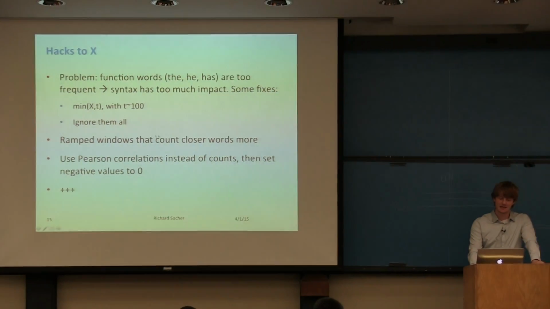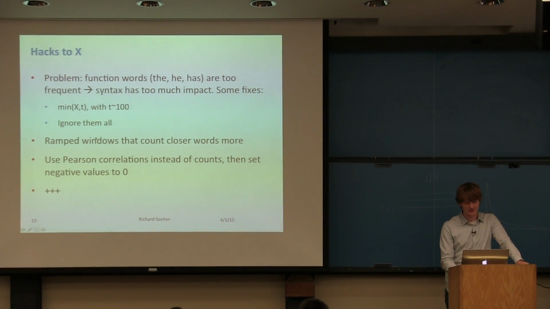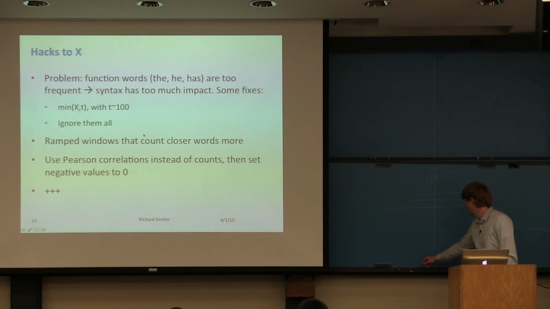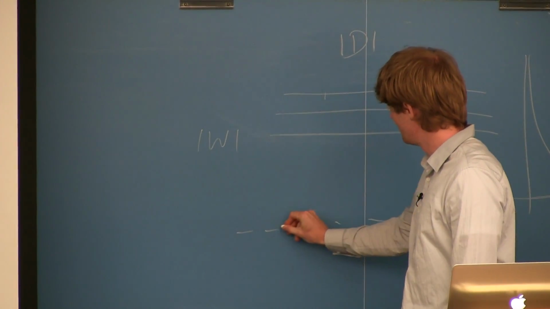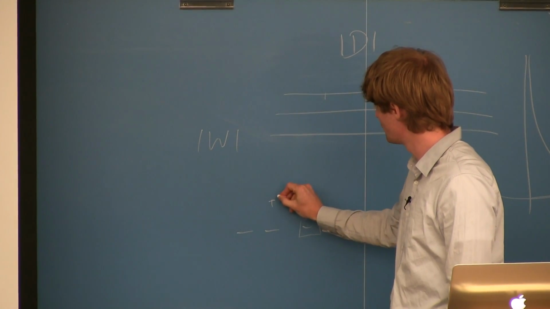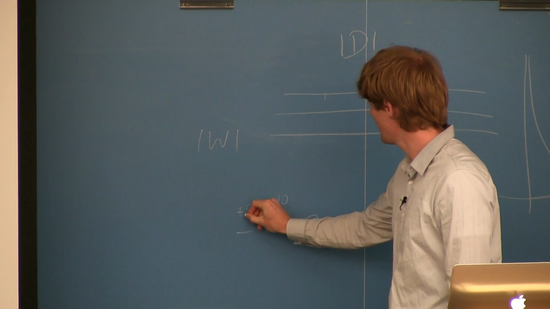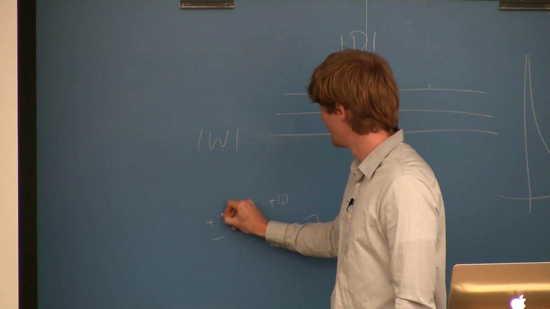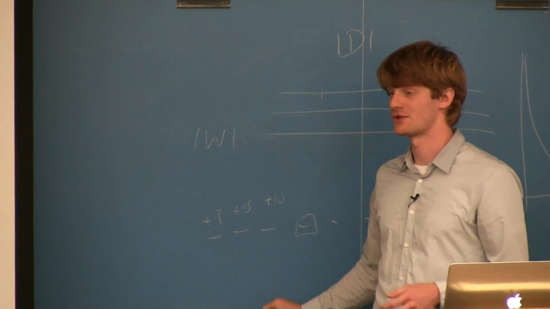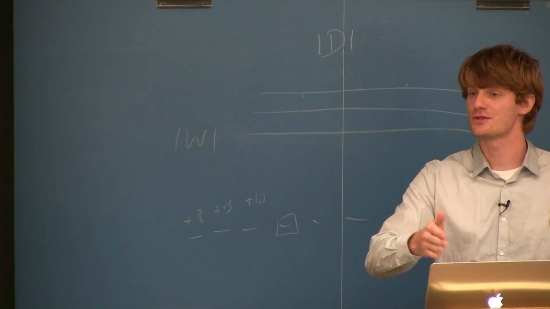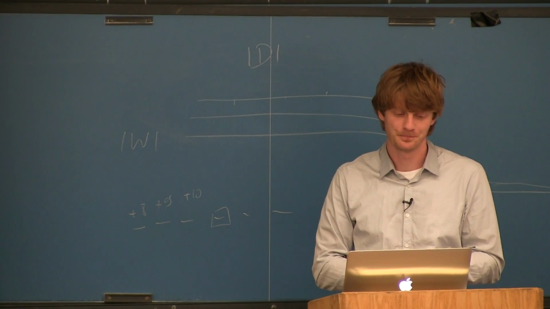Another technique that works very well for these kinds of SVD-based methods is to have a ramped window. So you could say that if I have several words here, then the first word has a count of +10, this one +9, and it keeps going down. And the further away you are, the less important you are to describing that word. And so your co-occurrence matrix isn't just raw counts, but counts with a weight on them.